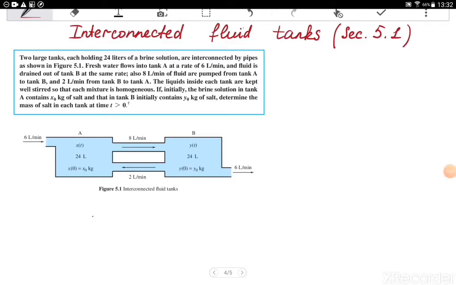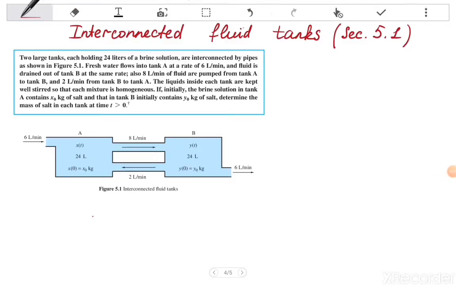This is the second part of the first lecture of week 12, where we'll discuss one example of a problem where we can obtain a linear system of differential equations. The name of this problem is interconnected fluid tanks, and it is discussed in section 5.1 of the book. Let me explain what the problem is about.